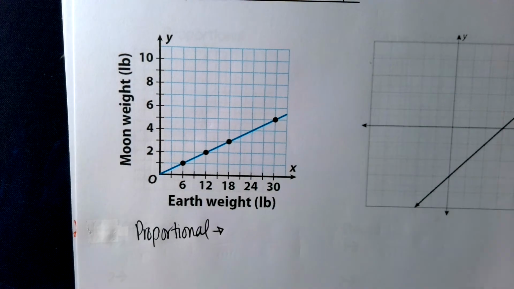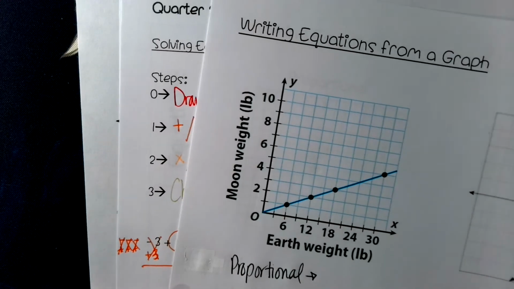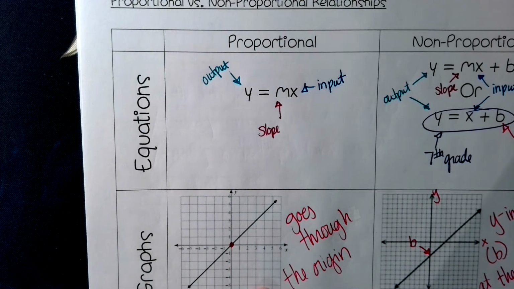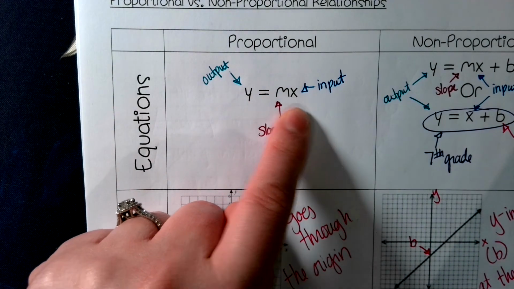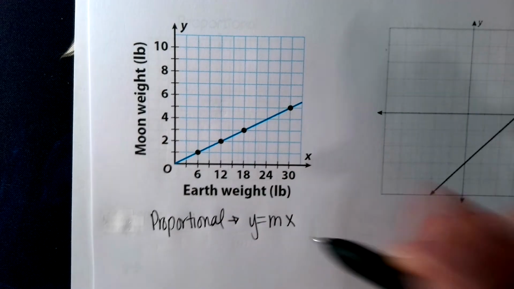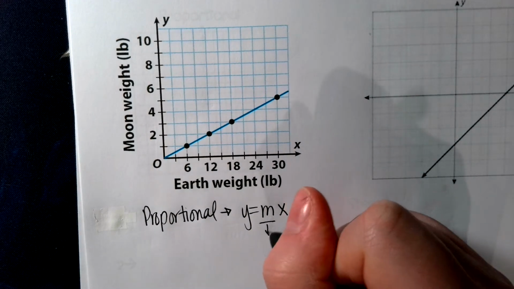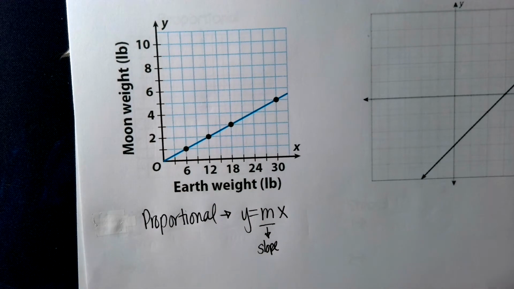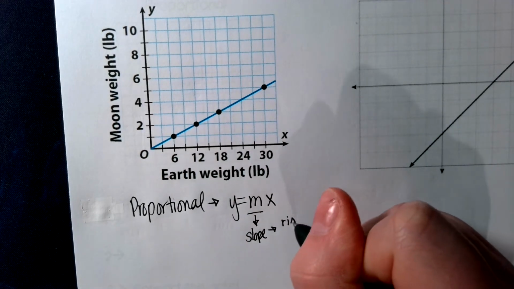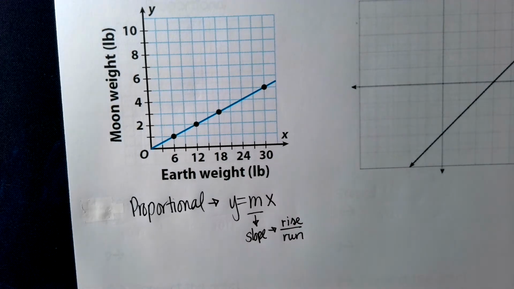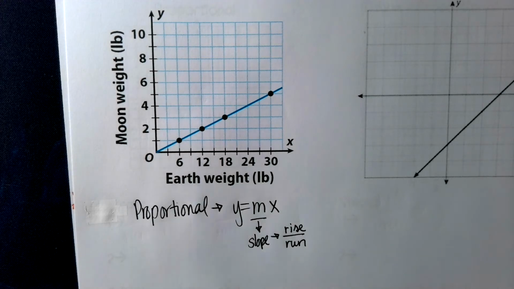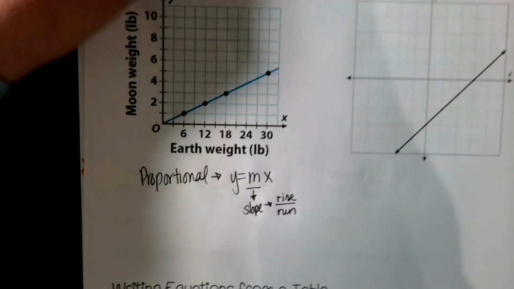So that means our equation, since it's proportional, let me go back to that other paper. Because it's a proportional graph, it's going to be in the form y equals mx, where m is our slope. And how do we calculate slope again? Rise over run. So for us to figure out what number we need to plug in for our m, we need to find pretty points and do our rise and our run.